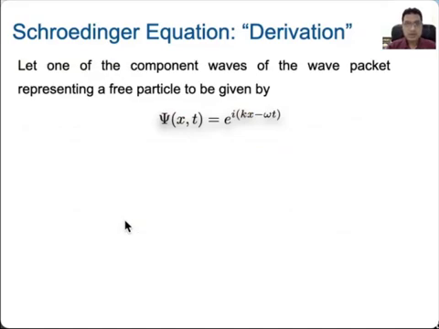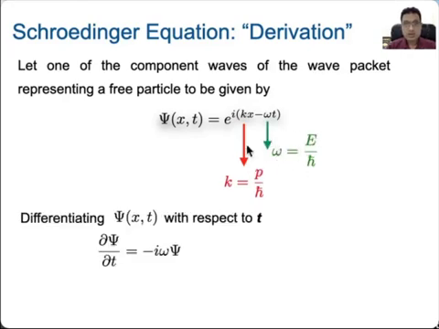So let's consider one of the component waves of the wave packet, which is representing a free particle, which is given by this equation. So psi of x, t, now we have agreed that we will call this function a wave function. The wave function is written as a free wave e to the power i(kx minus omega t), where k is related to the momentum in this fashion, and omega is related to energy in this fashion, which you know.